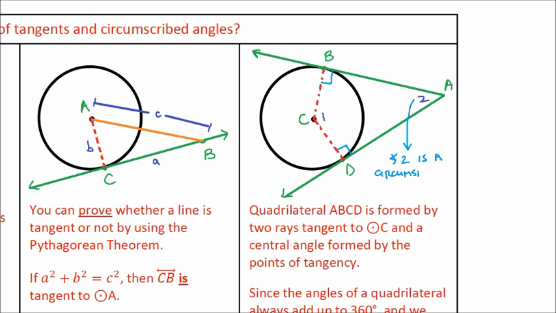Sorry I'm rushing on this, so I'm making mistakes. Angle 2 is a circumscribed angle. Remember circumscribed, I was talking about this in the beginning of the video. It's something that's outside of a shape. So this angle is outside of the circle, so it is a circumscribed angle in relation to this circle.